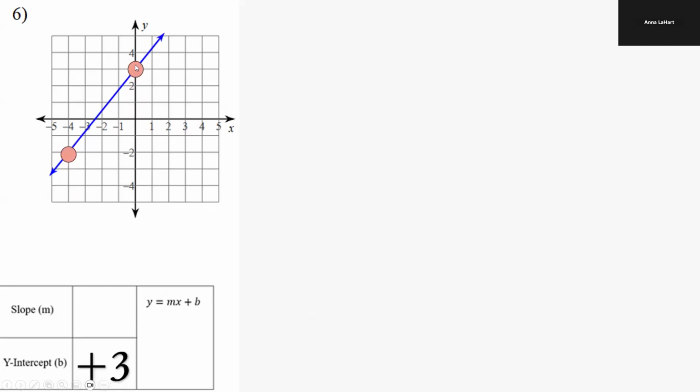All right, positive 3. Finding another coordinate was difficult on this one. It was way down there. So we went up 5 over 4. Up 5 over 4. So y equals 5/4 x plus 3. All right, that's it. Go ahead, try your classwork.